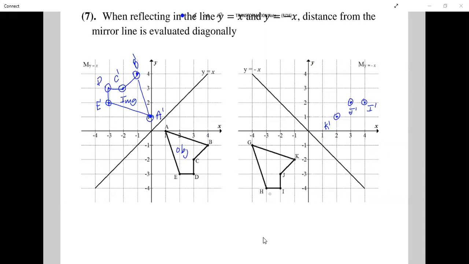H, 1, 2, 3.5, 1/2, 1, 2, 3. New position of H, H prime. G, 1, 2.5, 1/2, 1, 2. The new position of G, G prime. And all I have to do is connect everybody and I'm done.